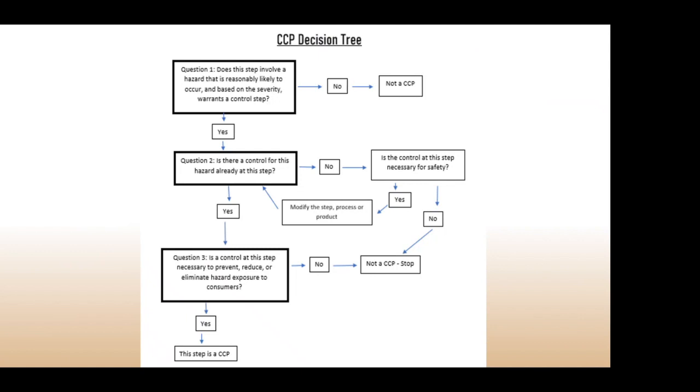This decision tree is a valuable tool when identifying if steps are a critical control point. Question 1 states, does this step involve a hazard that is reasonably likely to occur and based on the severity warrants a control step? If the answer is no, then this step is not a CCP. But if the answer is yes, then we move on to question 2. At the end of the decision tree, you will have identified if the step you are working on needs to be a critical control point. It is recommended that you utilize this decision tree for each step in a process.